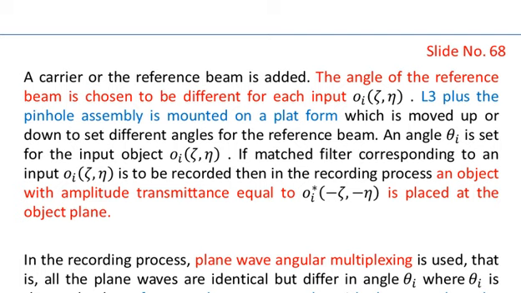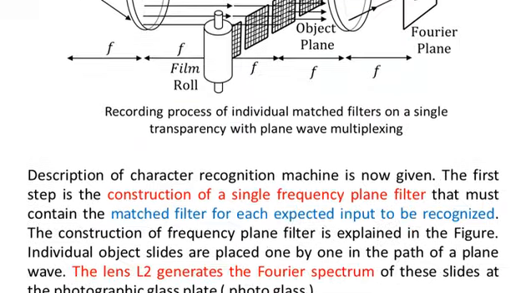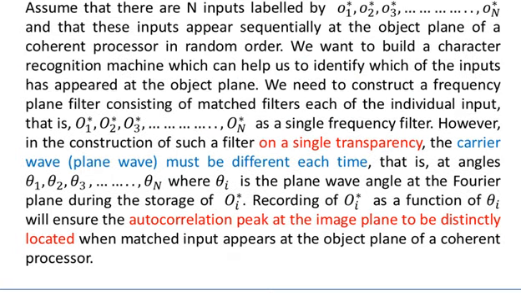If the matched filter corresponding to an input OI is to be recorded, then in the recording process an object with amplitude transmittance equal to OI conjugate at coordinates minus zeta, minus eta is placed at the object plane. So you see that this is a very important point. Actually, we want to record the matched filter. What is the meaning of a matched filter? Matched filter means we want to record capital O1 star, capital O2 star, capital O3 star. So we want to record these as the matched filters.